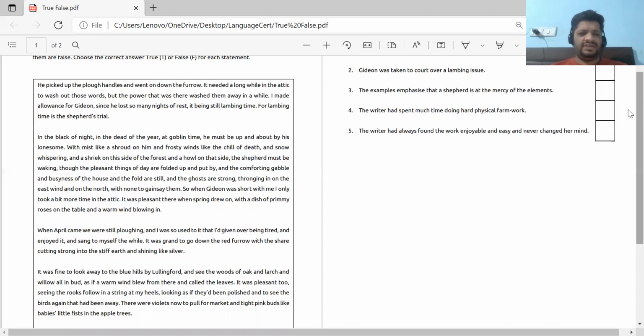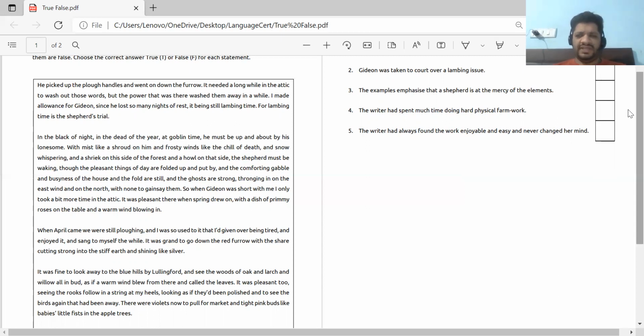The power that was there washed them away in a while, wash out those words. So I made allowance. He lost so many nights of rest. So it's about a gloomy scenario where two, I think, village people are talking. Of course, I cannot get the complete essence of what the author is trying to convey, but what is required for the question, we can do that.